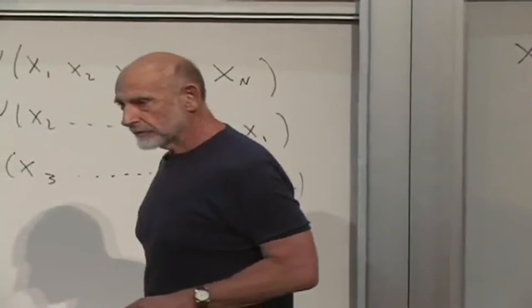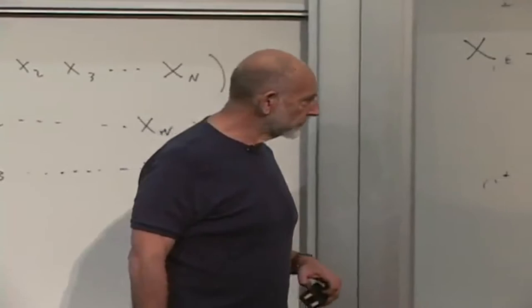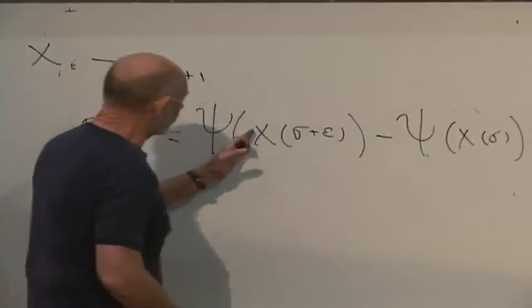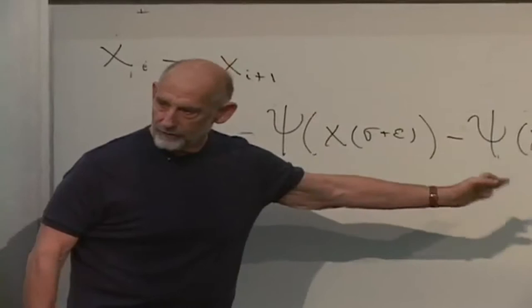Same function. Okay, this equals zero. All right, let's work it out. What we've done here is taken a function of a variable. It's actually a functional of a continuous set of things, but let's just treat it as a function. How do we calculate what's going on here?